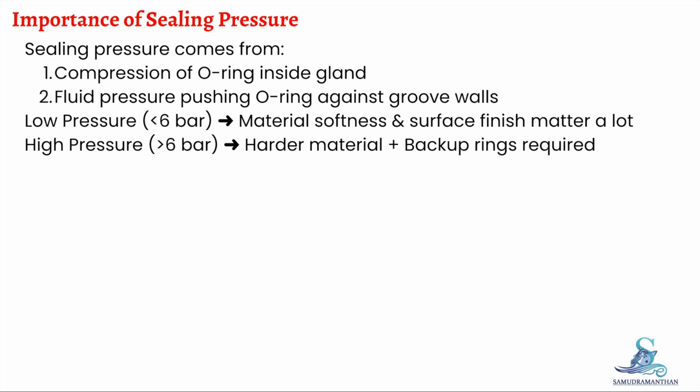Importance of sealing pressure. O-rings seal using two types of pressure. Compression pressure, when the O-ring is squeezed inside the gland. Fluid pressure, which pushes the O-ring against the groove walls. For low pressure, below 6 bar, material softness and surface finish become very important. For high pressure, above 6 bar, harder materials and backup rings are required to prevent extrusion.